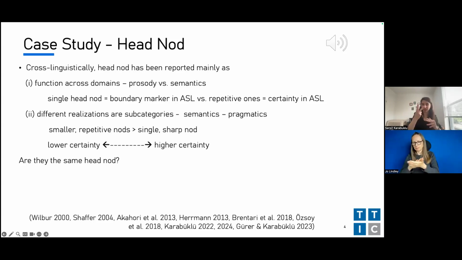When we look at the literature, we also see that the same non-manual head nod can occur differently, like smaller and repetitive versus single and clear. With these smaller and repetitive nods, researchers observe lower signer certainty. But when it is clear, single, and more emphatic, we get higher certainty. Then the question is, do we have the same head nod across all these studies, or do we have different head nods mapped to different meanings?